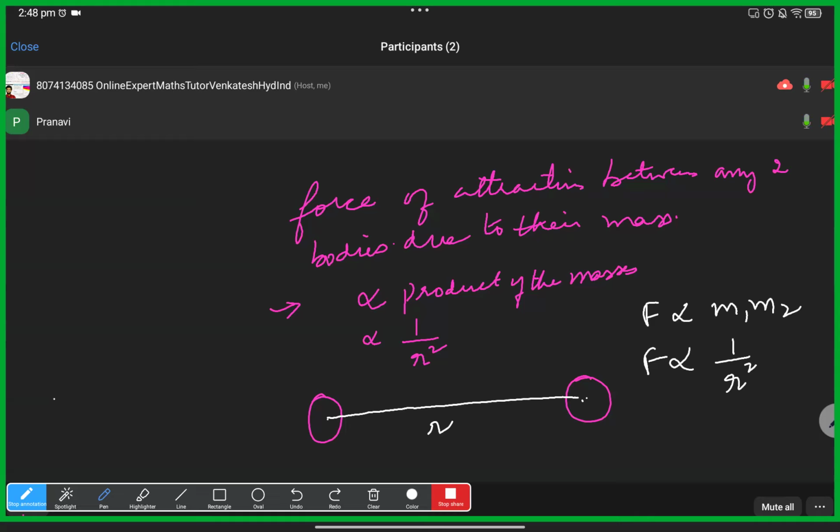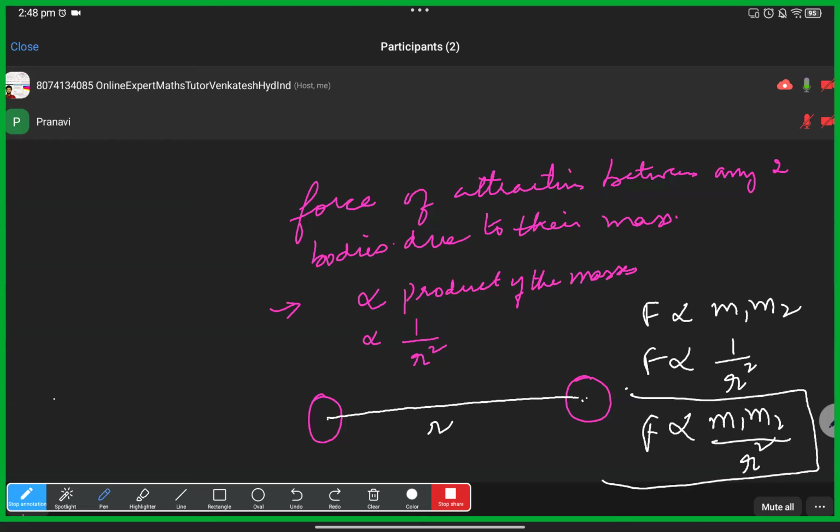Finally, when we write both together, it becomes M1 M2 into 1 by R square, which is M1 M2 by R square. This means both happen at a time. At a time it is proportional to the product of the masses, and also at a time it is inversely proportional to the square of the distance. That is when we club it and write it.